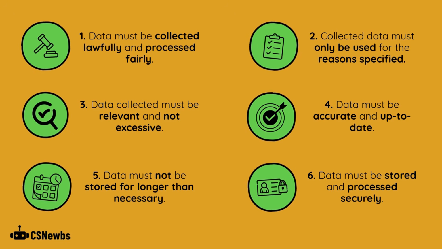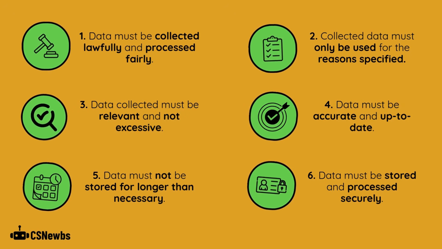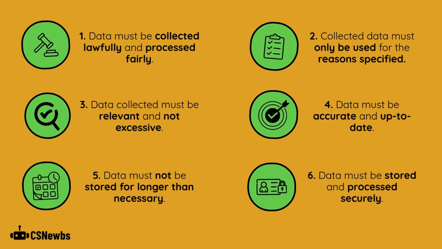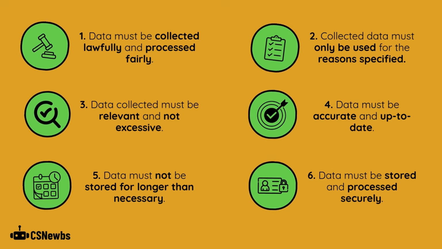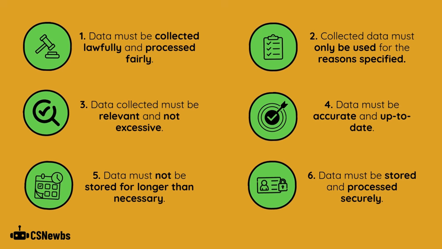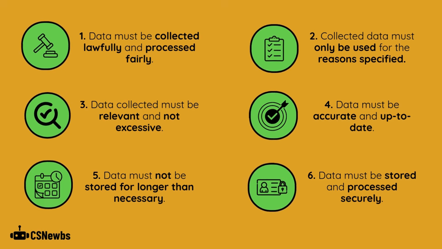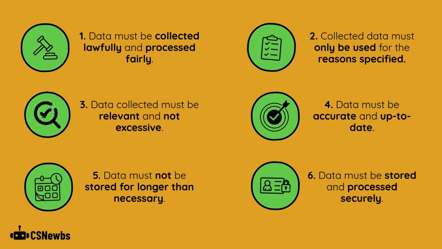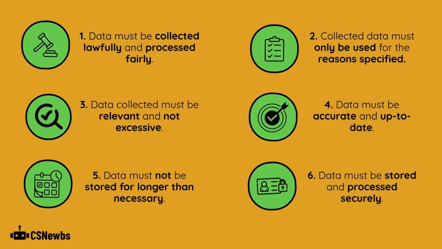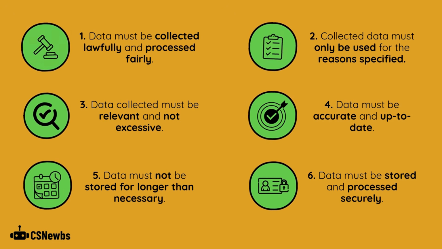There are 6 principles of the Data Protection Act. Data must be collected lawfully and processed fairly. The data must only be used for the reasons specified. The data must be relevant and not excessive. The data must be accurate and up to date. The data must be stored for no longer than is necessary. And the data must be stored and processed securely.